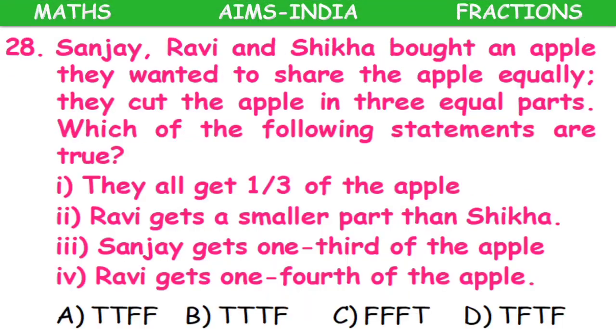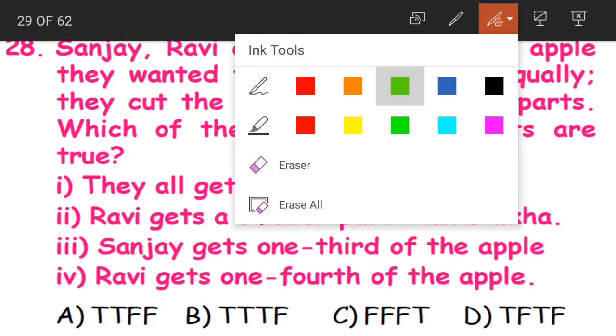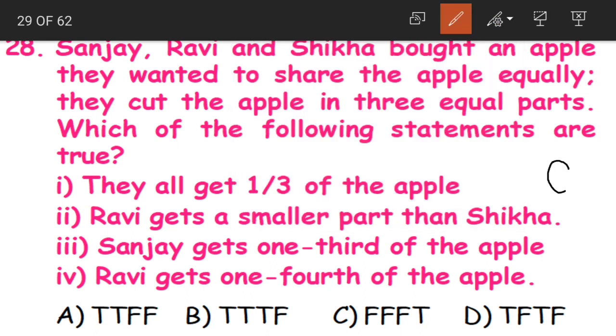Option C. Next, Sanjay, Ravi and Shikha bought an apple and they wanted to share the apple equally. They cut the apple in 3 parts. Which of the following statements are true? Now what are they saying? There are 3 friends, Sanjay, Ravi and Shikha. They bought an apple and they cut the apple into 3 equal parts. See, just assume that this is an apple, children. I know that the apple shape is not like this, but assume that it is an apple and we have divided it into 3 equal parts.